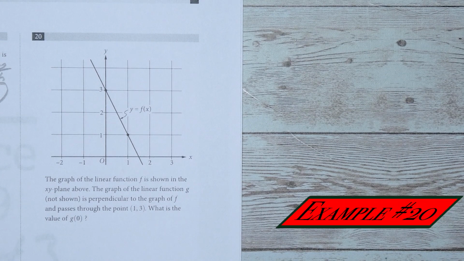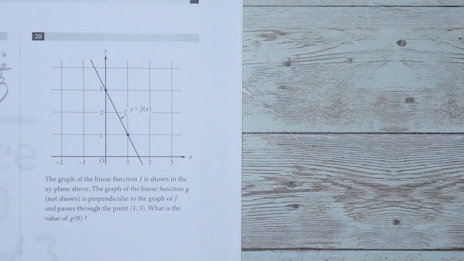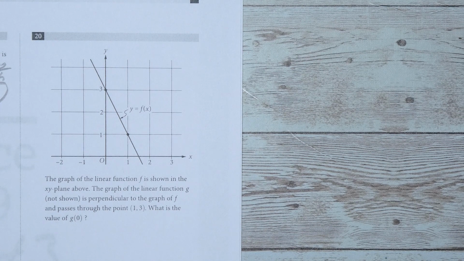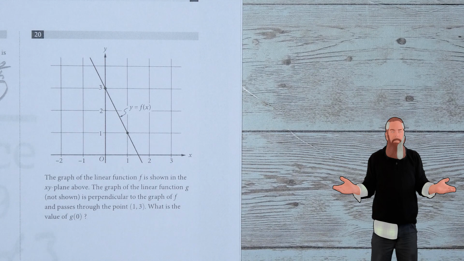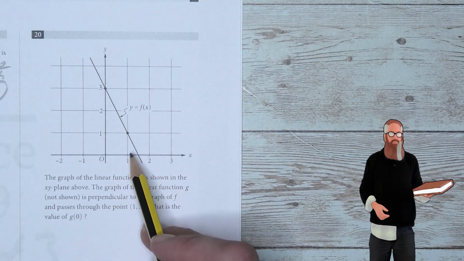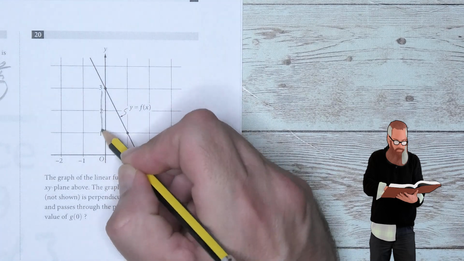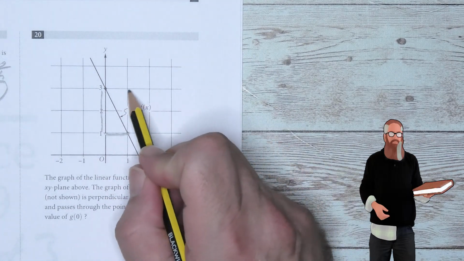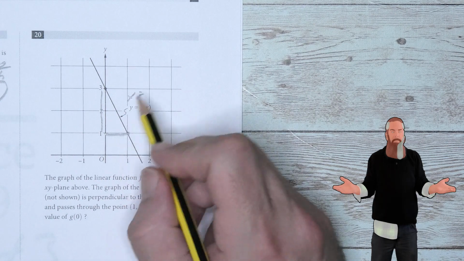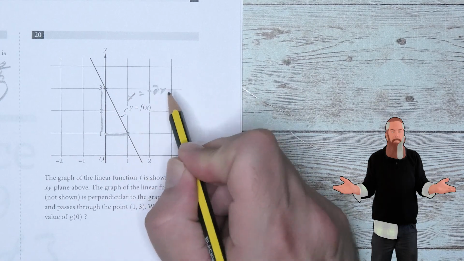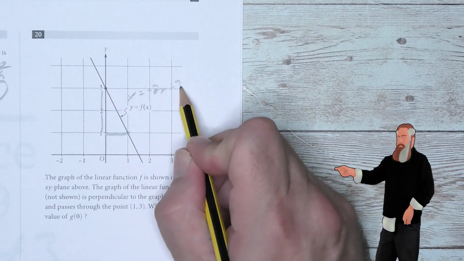The graph of the linear function f is shown in the xy plane above. The graph of the linear function g, not shown, is perpendicular to the graph of f and passes through the point 1, 3. What is the value of g of 0? Let's start by figuring out what the slope of f of x is. We can see that this goes down 2 and right 1. So this f of x function has a slope of negative 2 and a y-intercept of 3.